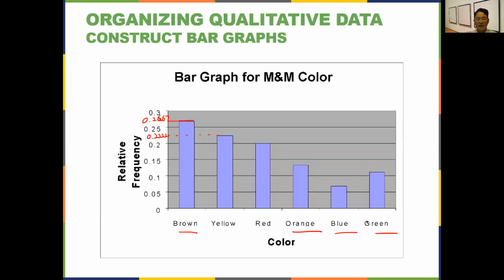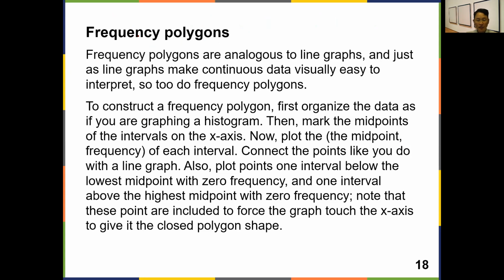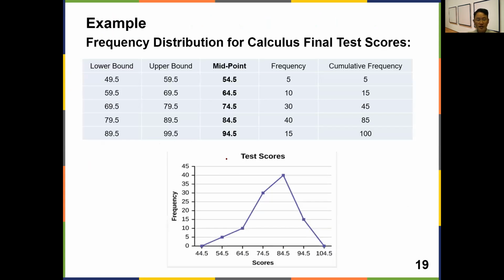Now that we talked about the histogram and the bar graph, there's another type of graphical representation of the data, and it's called frequency polygon. Before I explain all this, let me show you what it looks like. Frequency polygon looks like this. Looks like this, right? Now, why would they call this polygon?